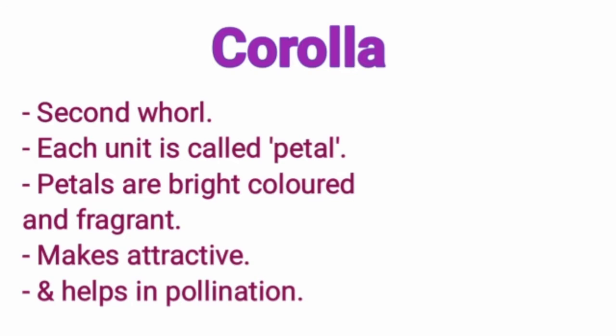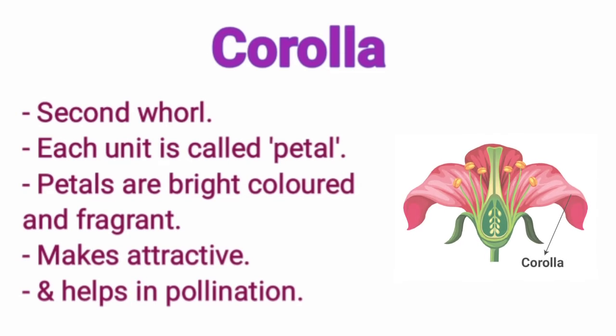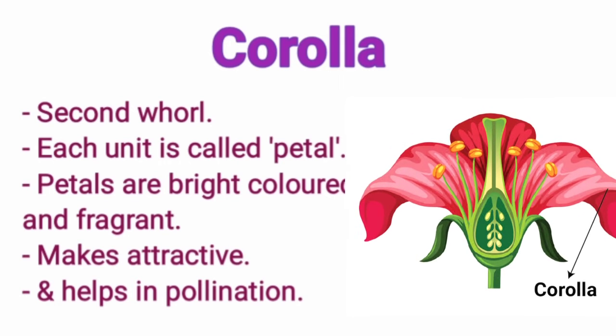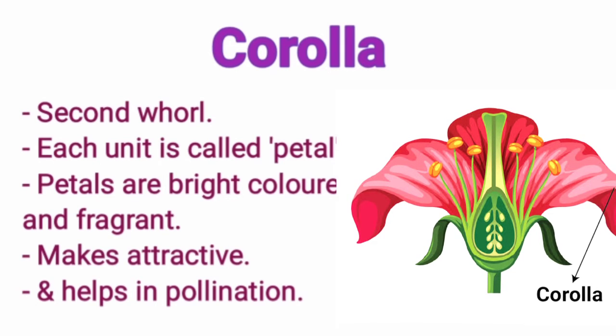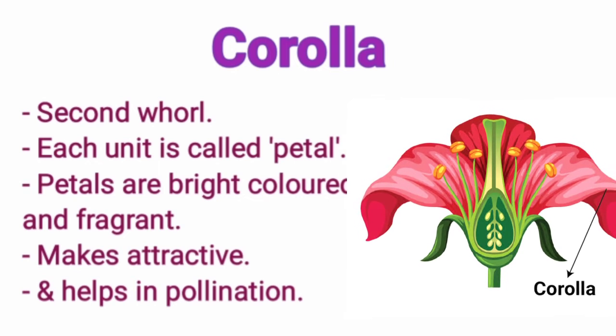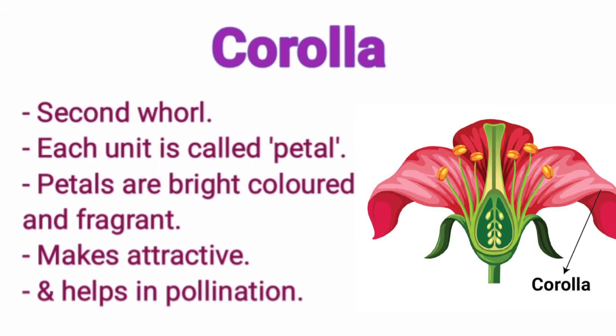Corolla. Corolla is the second whorl which arises inner to the calyx. Each unit is called a petal. Petals are bright colored and fragrant. That means petals may be red, pink, yellow, white, purple, etc. in color. And also they release a very good scent. That is why they are very fragrant. This makes the flower very attractive and this helps in pollination.